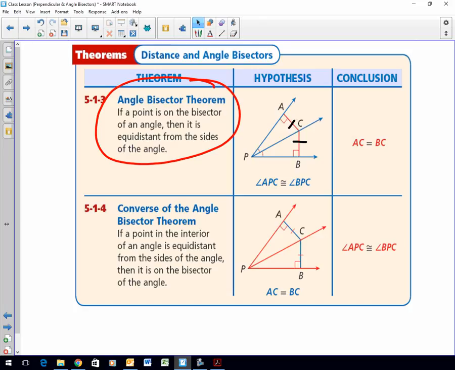The converse is true as well. If CA and BC are congruent to each other, that means that PC is the angle bisector, and angle APC is congruent to angle BPC.